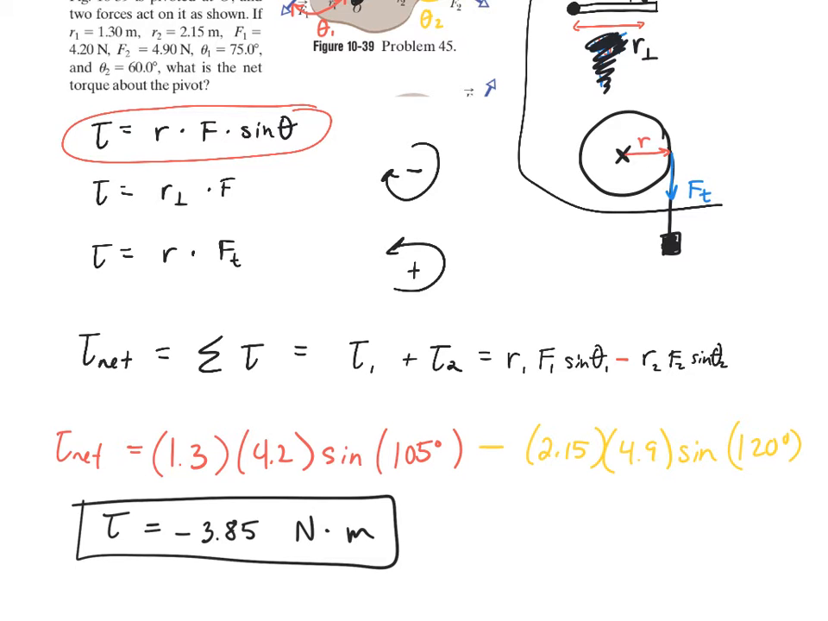Where's my calculator? Hold on. I'm just reading it out of an answer key at the back, so let me calculate it then. 1.3 times 4.2 times sine of 105 minus 2.15 times 4.9 times sine of 120. I still got negative 3.85.